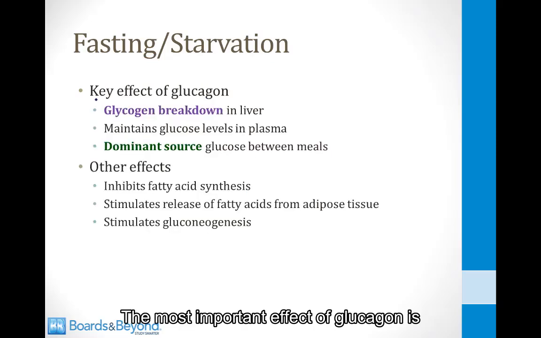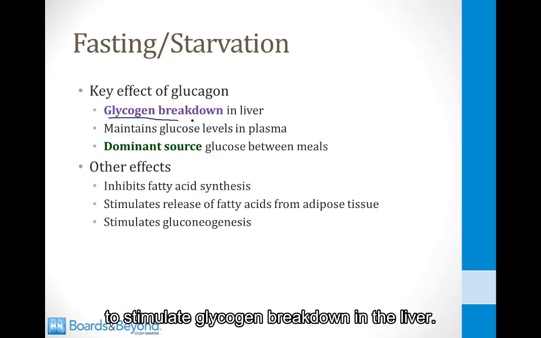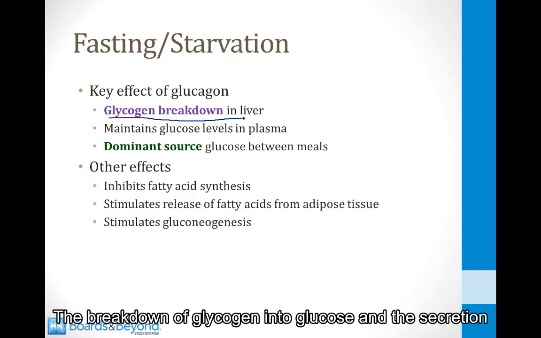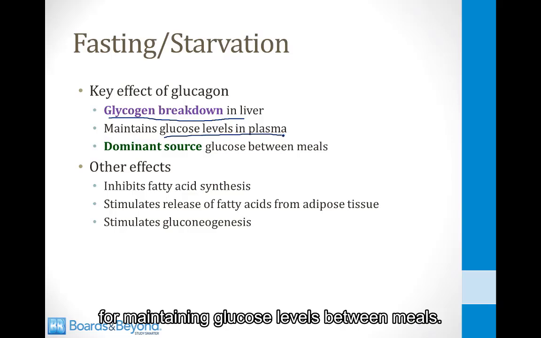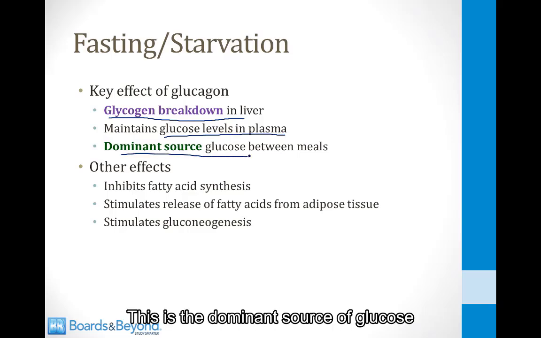The most important effect of glucagon is to stimulate glycogen breakdown in the liver. The breakdown of glycogen into glucose and the secretion of glucose into the plasma is very important for maintaining glucose levels between meals. This is the dominant source of glucose when you're not eating.